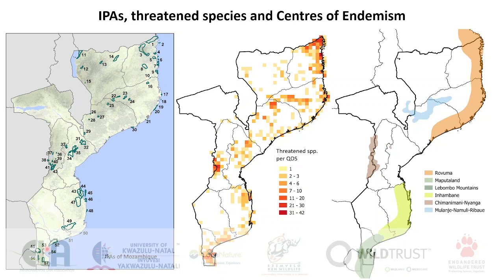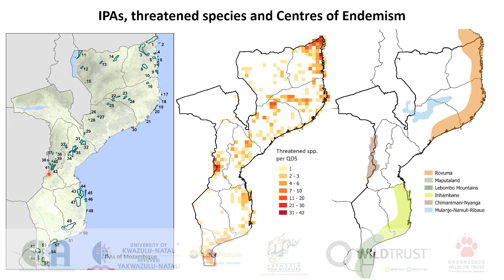And also the two montane centres of endemism in Mozambique, the Chimanimani and Nyanga along the Zimbabwe border, and the Malawi Namuli Ribáuè Centre in northern Mozambique extending into Malawi, again corresponding to a number of montane sites in the IPA network.